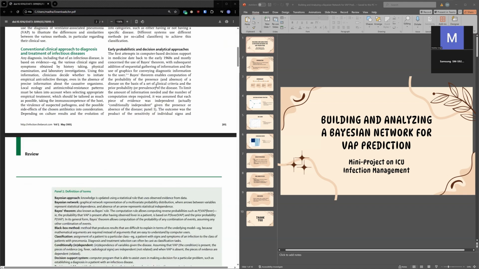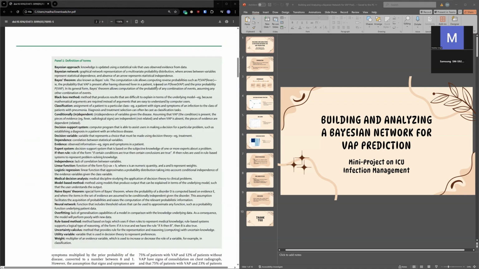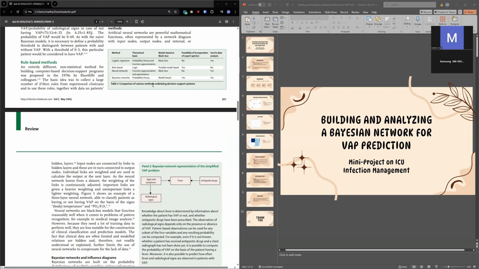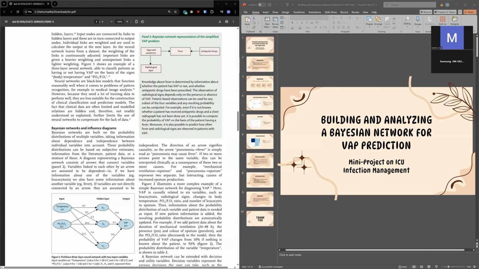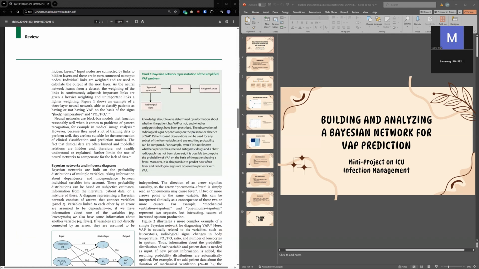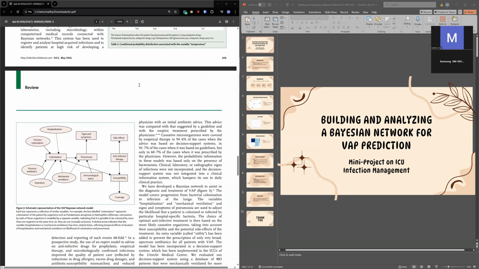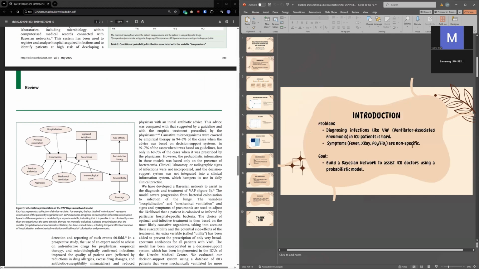What they did in the paper is build a Bayesian network that is able to identify what characteristics are most impactful for the VAP problem. You have fever and other kinds of symptoms, and putting them together, we see what could be the main factors. That's really what the problem is.